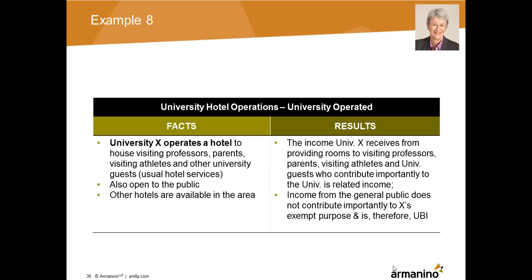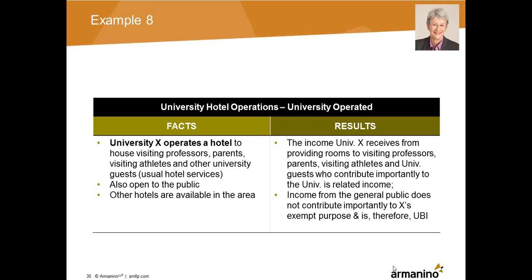Okay, now here's the contrasting example, example 9. Same university, but now we have a hotel management program as part of the curriculum at the university. So we have the same people coming. It's the visiting professors and the athletes and the guests and the general public, and there's still other hotels in the area. But now, because there's a hotel management program, the income received from the operation of the hotel rent, and when those rooms are rented to anyone, including the general public, now that's going to be related to its exempt purpose and not subject to unrelated business income.